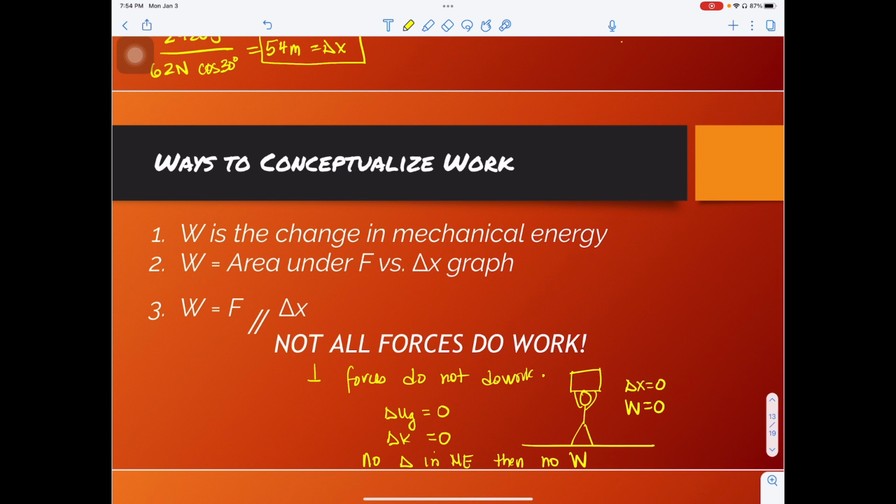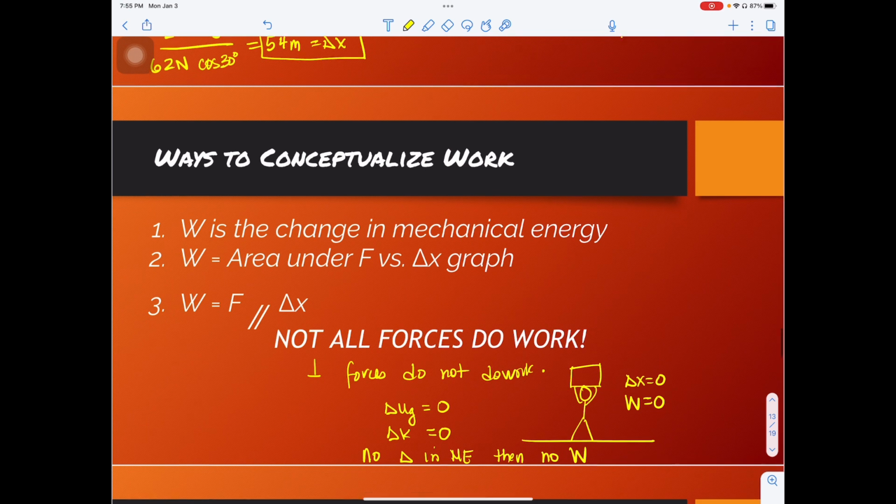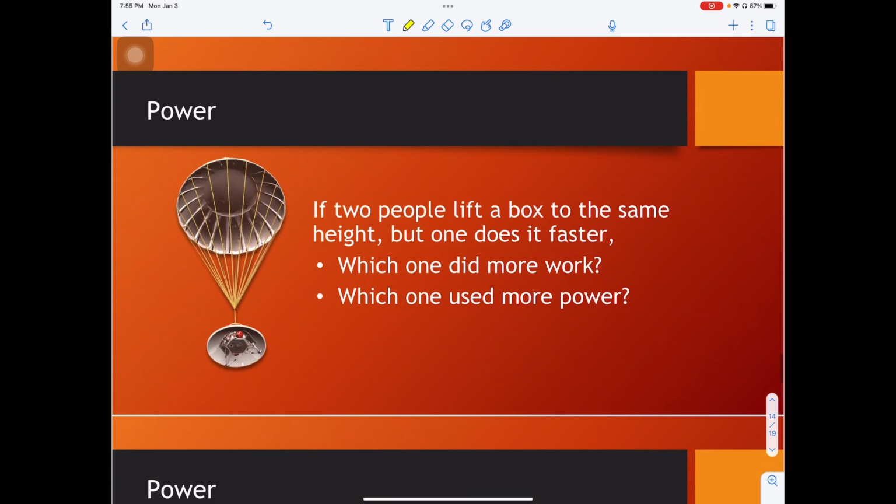Okay, so I know that seems crazy, that I'm sitting there holding a box up and it hurts, and I'm using chemical energy. By definition in physics, there's no work done if there's no displacement. All right, last topic. Power. Two people lift a box to the same height, but one does it faster. Which one did more work? Which one used more power?